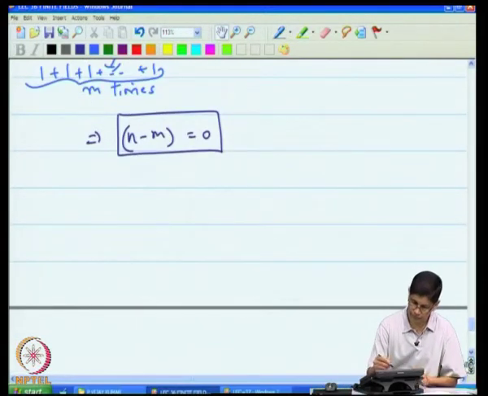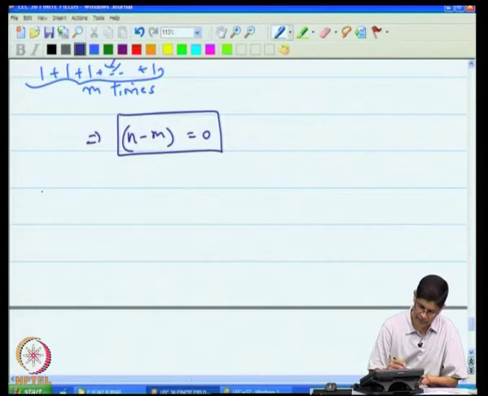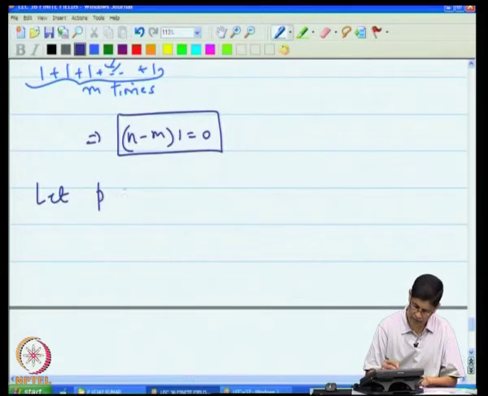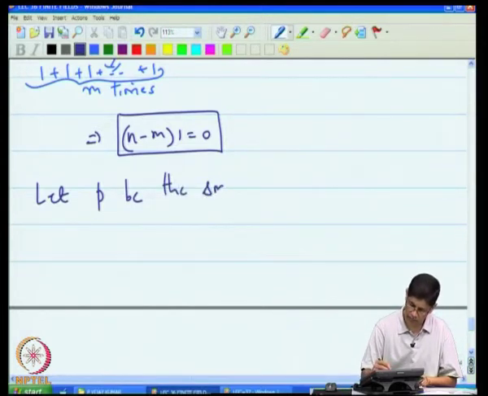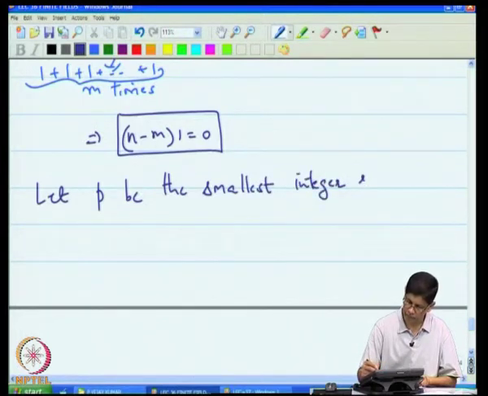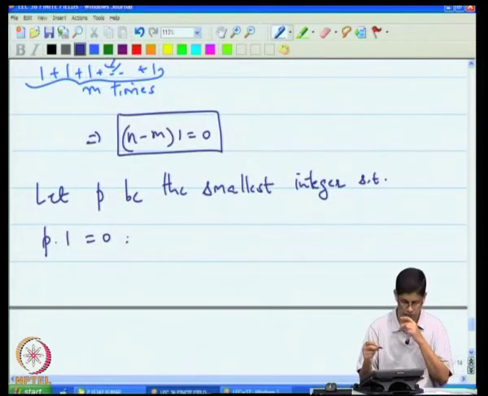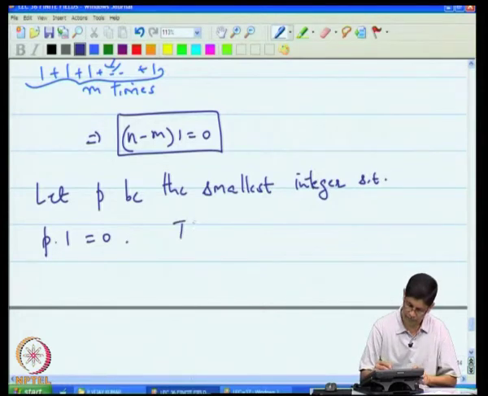So let, and you can think of this as n minus 1 times 1 is equal to 0. Let p be the smallest integer such that p times 1 is equal to 0. Then p must be prime.